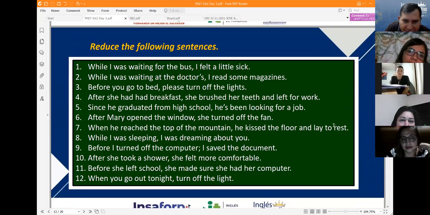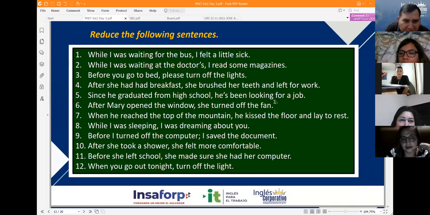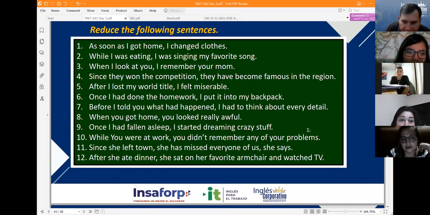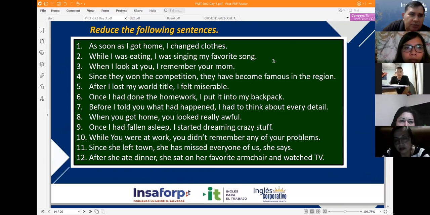Let's do the practical thing. I'm going to help you with this one and you will do the other two. Okay, teacher, you are exaggerated. No, a little practical, okay? Let's see. As soon as means immediately after, okay? So what are we going to do with that one? We cannot use as soon as. But we know the meaning. Then the reduction is like this.